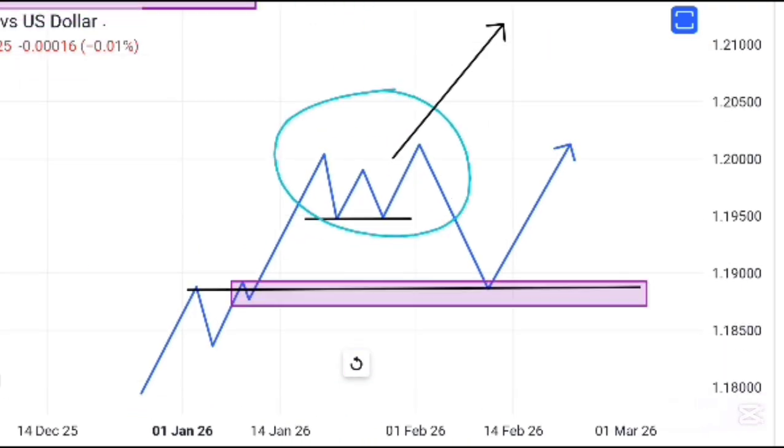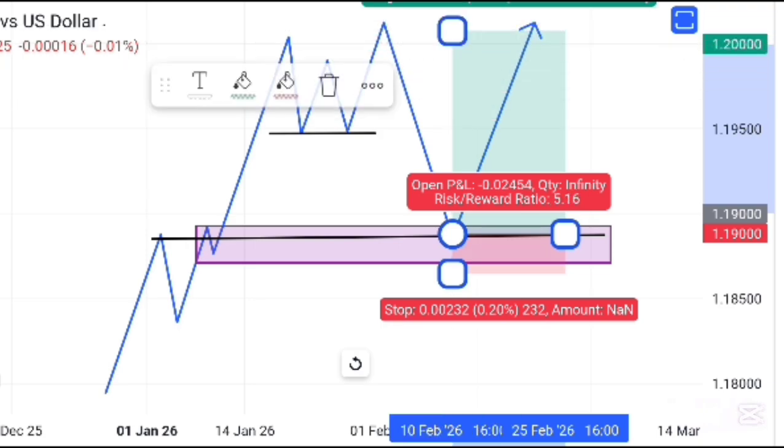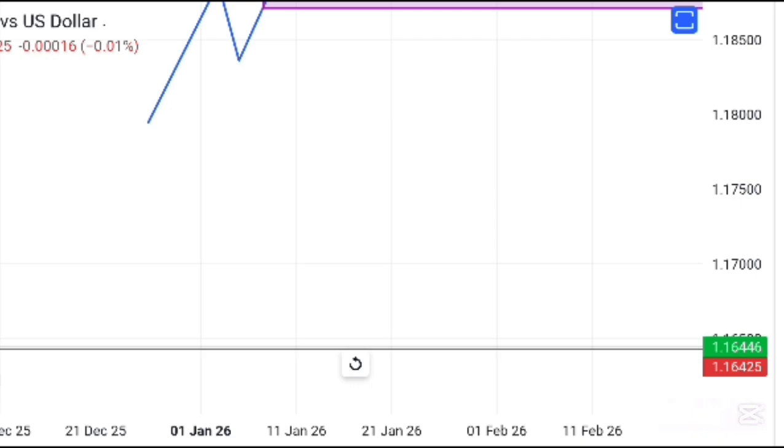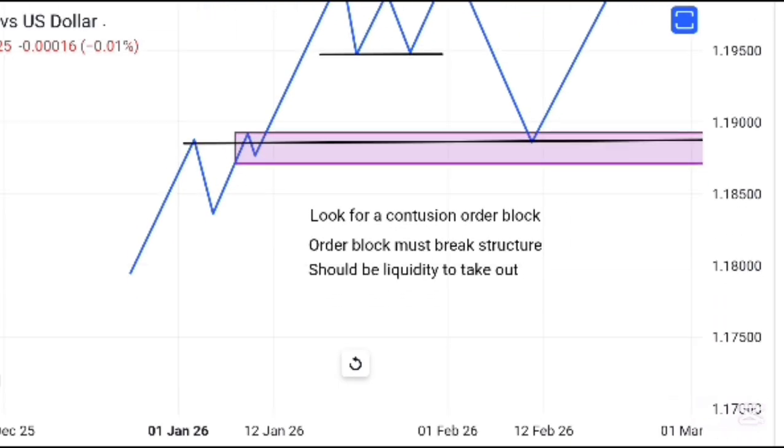Now let's talk about where to put your stop loss. We can put our stop loss just below the wicks of the order block, presenting us with a 1 to 3 risk to reward ratio. Overall rules for this strategy: look for a continuation order block. For the continuation order block to be valid, it must break structure and must have liquidity to take out.